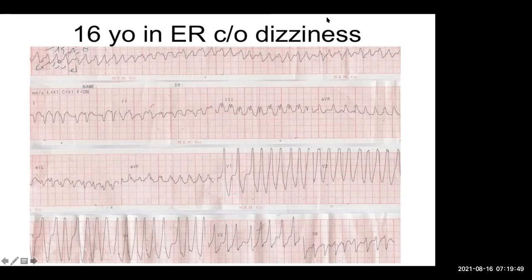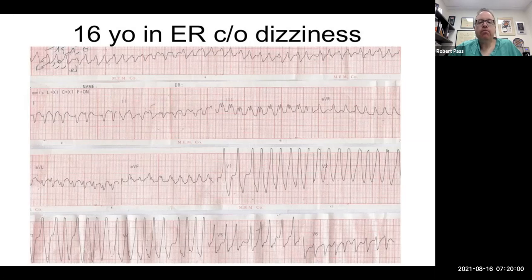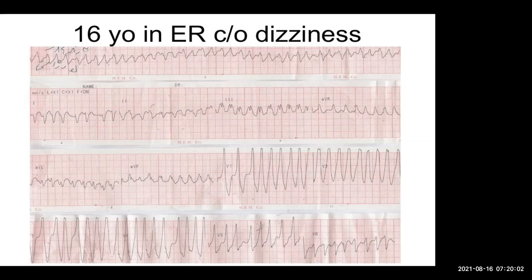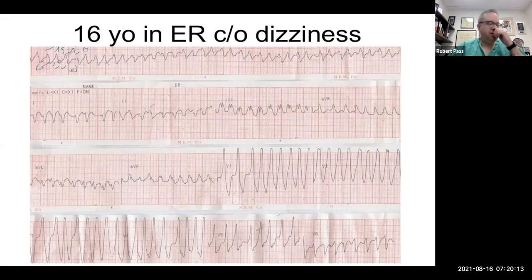Good morning, Dr. Pass. So it looks like an irregular rhythm with wide complex QRS. Mm-hmm. And as you always say, irregular with wide complex, AFib with aberrant conduction. What do you mean by aberrant conduction? I'm not sure what that means.